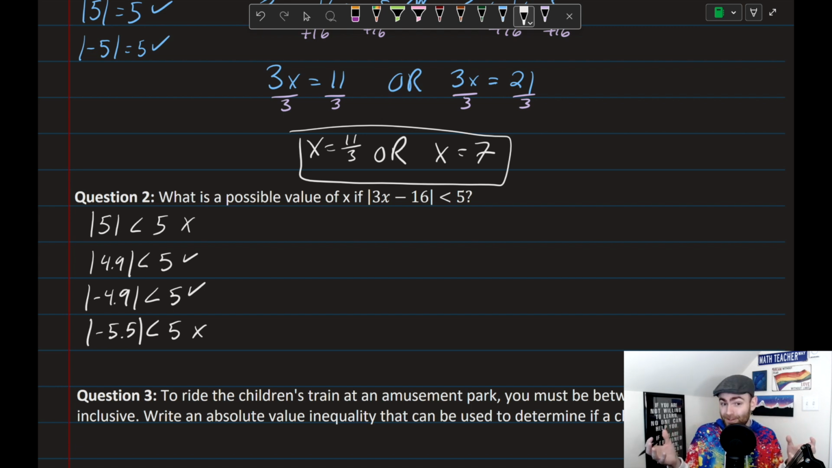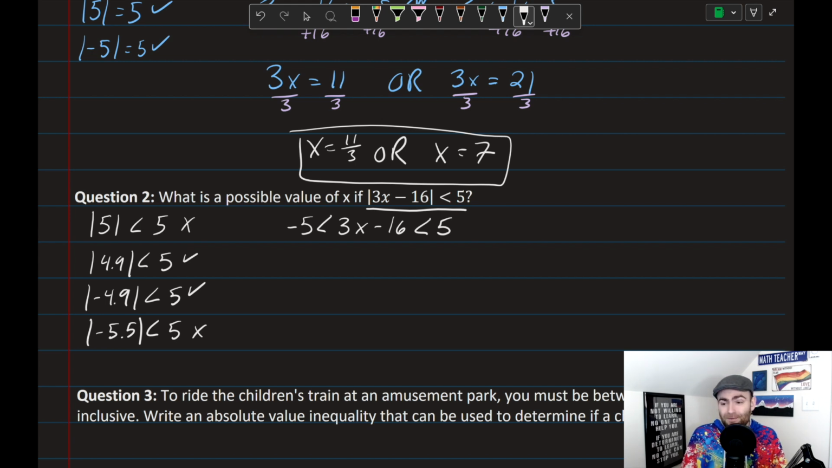So we need numbers between negative 5 and 5, non-inclusive, no equals. So this actually turns into the compound inequality of negative 5 is less than 3x minus 16, which is less than 5. Because the value has to be in between negative 5 and 5, logically speaking. If the mouth was facing the other way, then we would have to split this into two different inequalities and solve that.